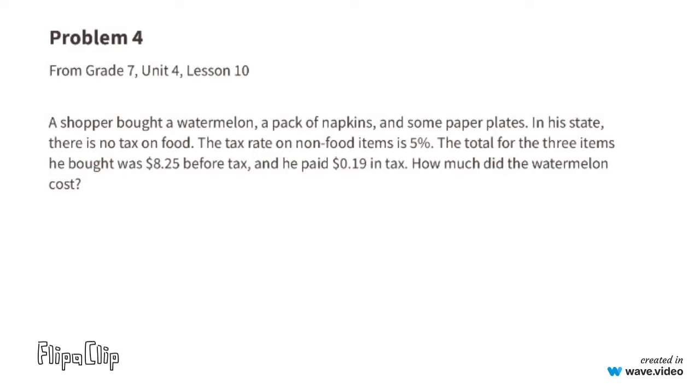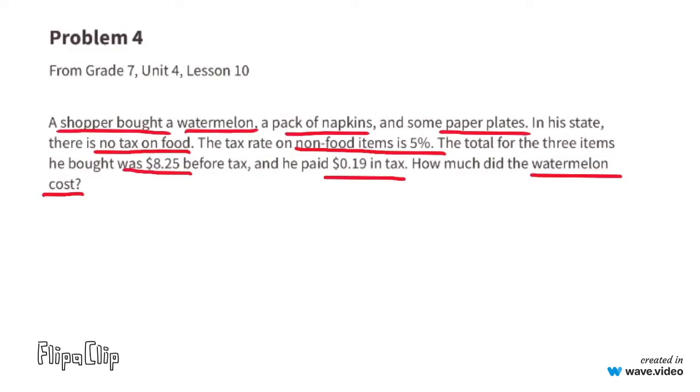Problem number 4 from 7th grade, Unit 4, Lesson 10. A shopper bought a watermelon, a pack of napkins, and some paper plates. In his state, there is no tax on food. The tax rate on non-food items is 5%. The total for the 3 items he bought was $8.25 before tax, and he paid 19 cents in tax. How much did the watermelon cost?